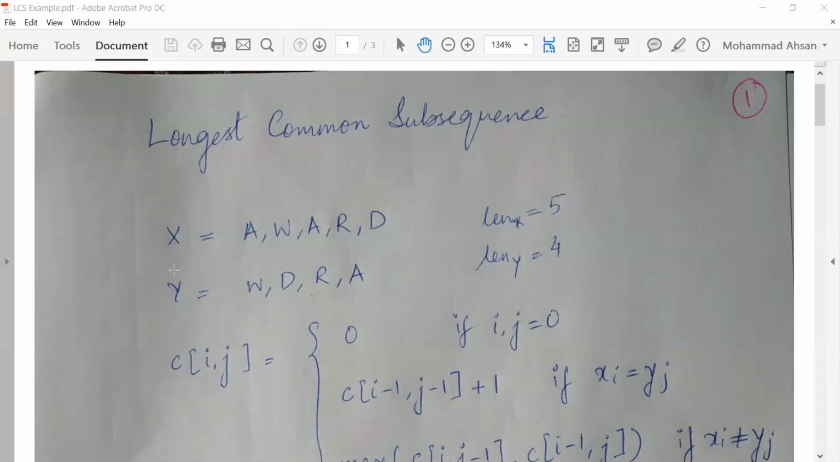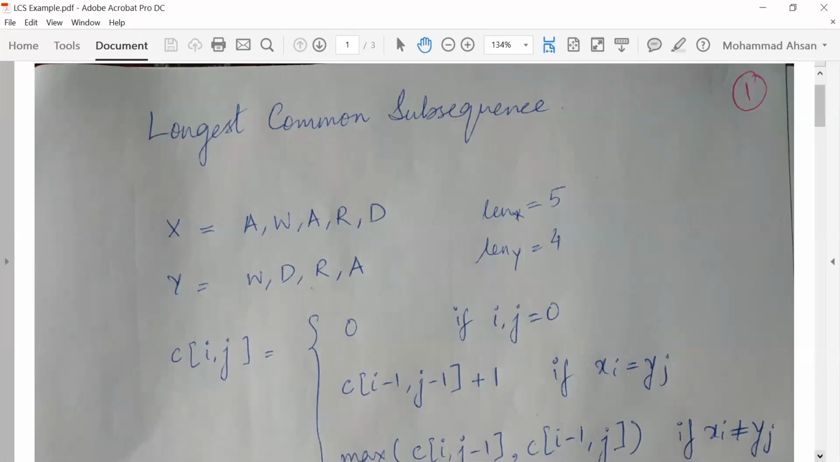So here is an example of two sequences. X is the word AWARD and Y is the sequence WDRA. The length of X is 5 and the length of Y is 4. Now we have to find the longest common subsequence. If you look in order, after W you get A, and the maximum length of a common sequence that you can find is 2 only. That is the problem we have to solve by using the formula that is given to us.